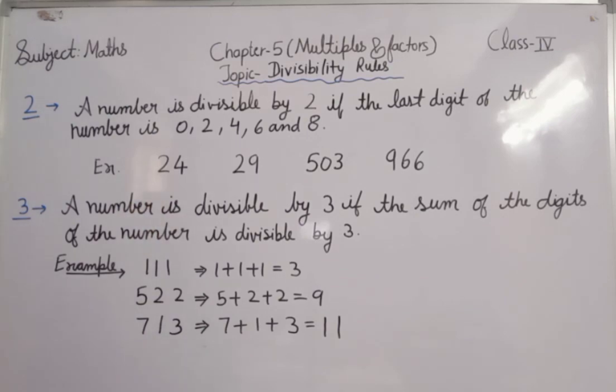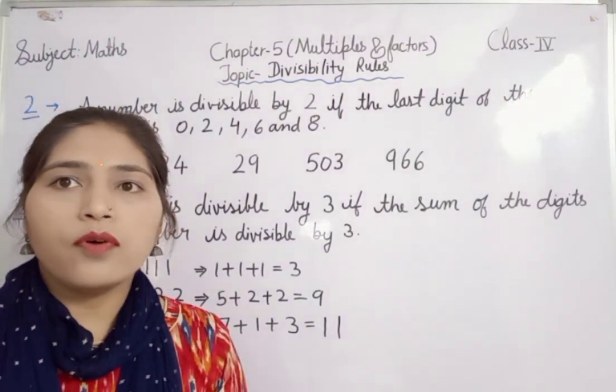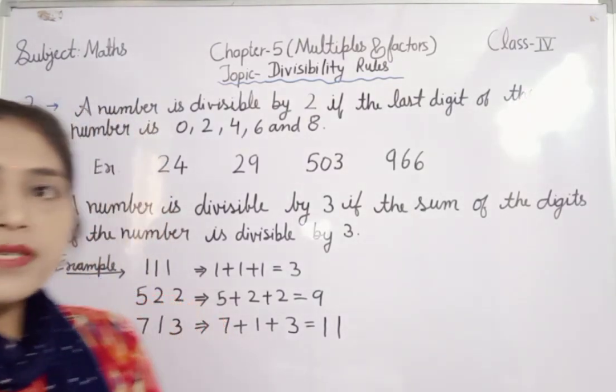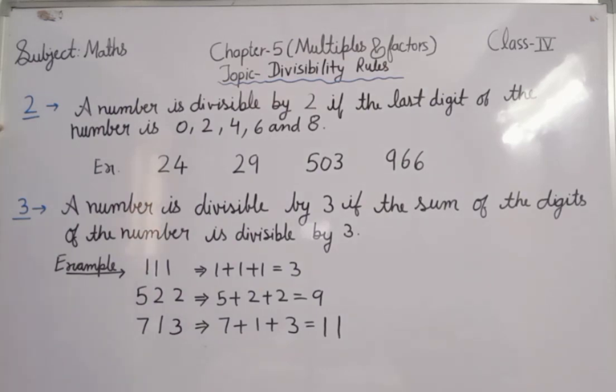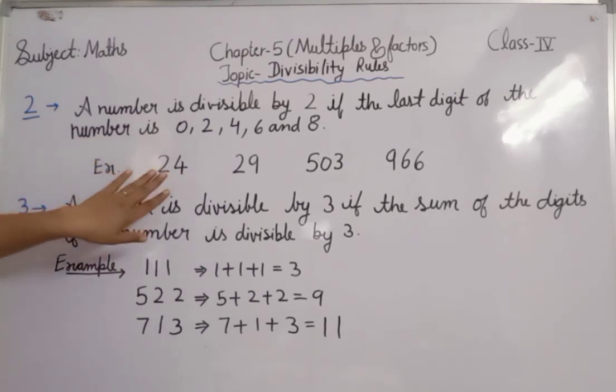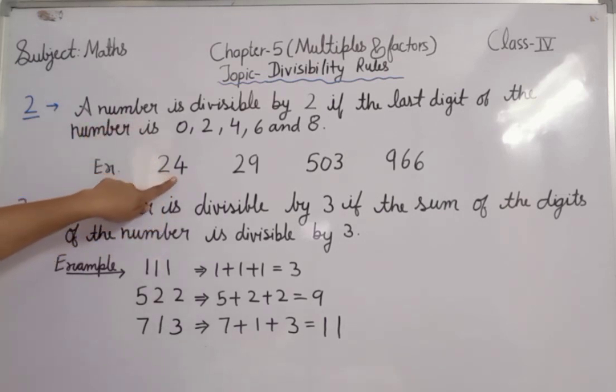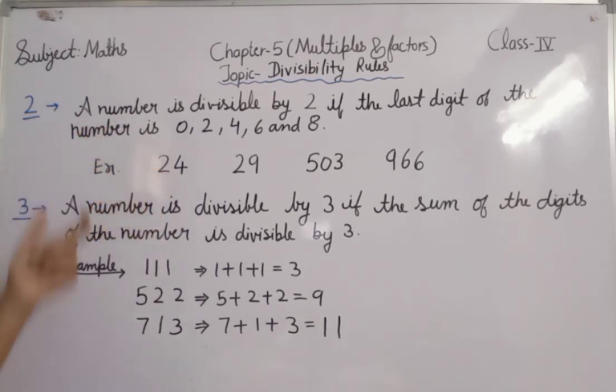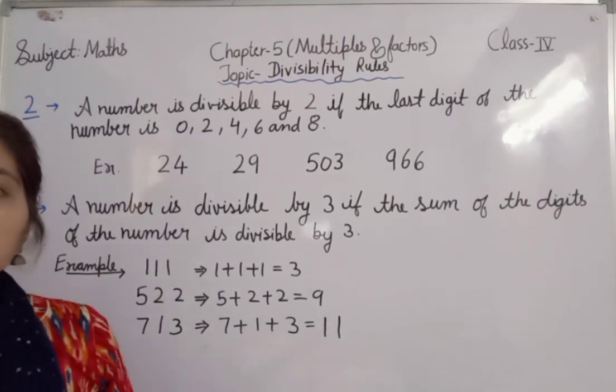So let's start with 2. What is the divisibility rule for 2? Divisibility rule for 2 means the number should be completely divisible by 2. It means there should be no remainder. If I am talking about 24 and I divide it by 2, there should be no remainder, so it is divisible by 2. There are a few particular rules for every number.